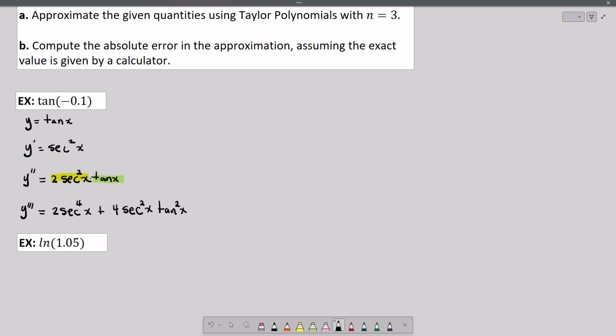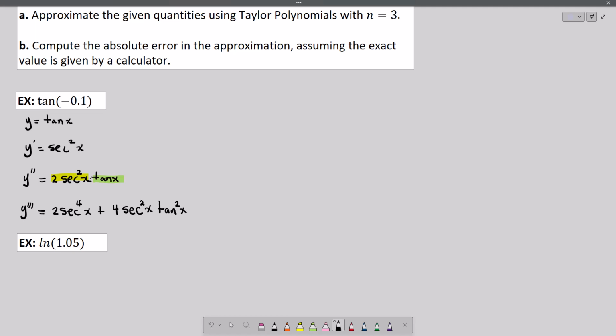Could you also make u equal tangent, and then du would be secant squared? Well, we're not integrating. If we were integrating, yes, that would work great. But we're not integrating here, though.